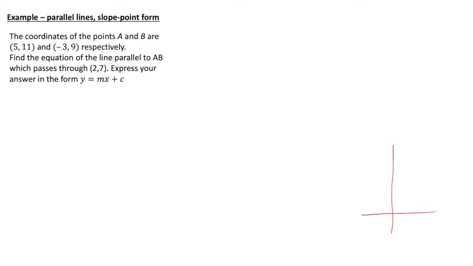Okay, so if we do ourselves a little sketch, there's our axes, there's our points, and we want another point, (2, 7), and we want a parallel line to go through it. So that's what we're aiming for.